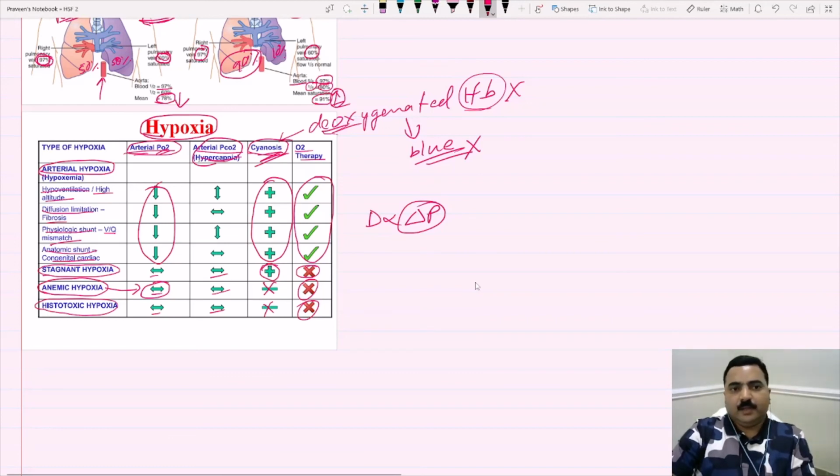Okay, so those are the important points about hypoxia. With this we conclude the respiratory physiology. In the next topic we continue with the acid-base balance, in which the respiratory system also takes an important role. So for now, we conclude the respiratory physiology.